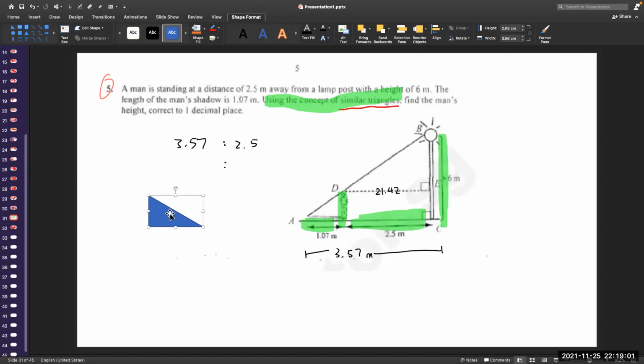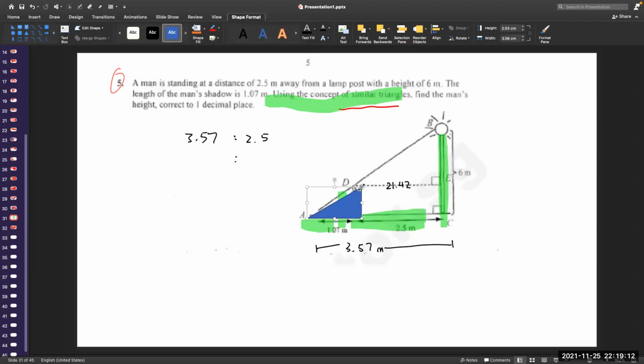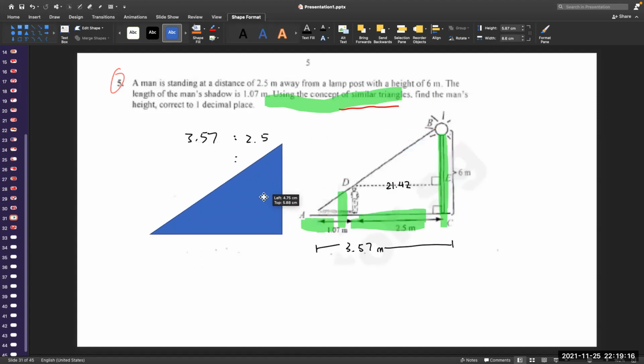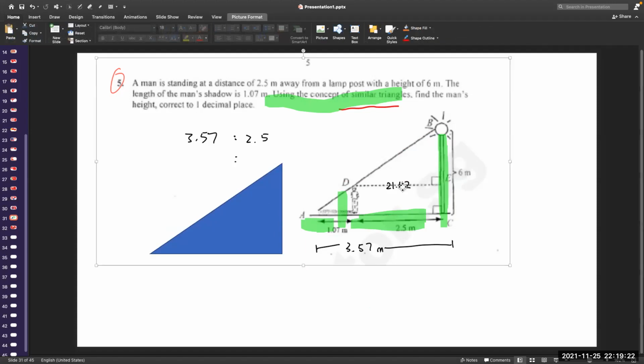Very good. I'm going to just extract it out. I will show you why I need to extract it out. So you need to take the BCA out. And then the small one will be? The small will be BED.